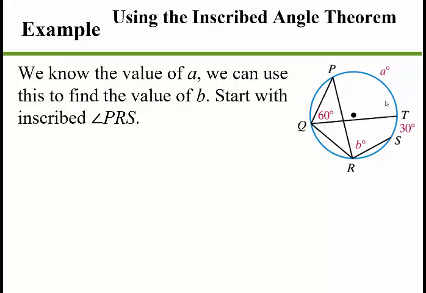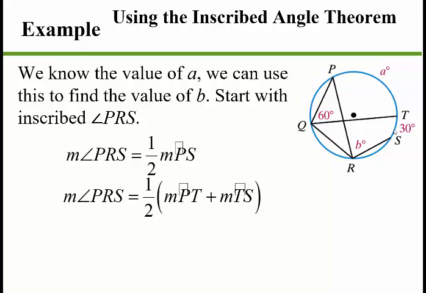All right, well, since we know the value of A, we can use that to help us find the value of B here. So start with the inscribed angle PRS. The measure of angle PRS is equal to 1/2 the measure of PS. Well, I can see that PS is equal to PT plus TS, which is 120 plus that 30 degrees. So that's 150, and 1/2 of that is 75. So the measure of this angle here must be 75 degrees.